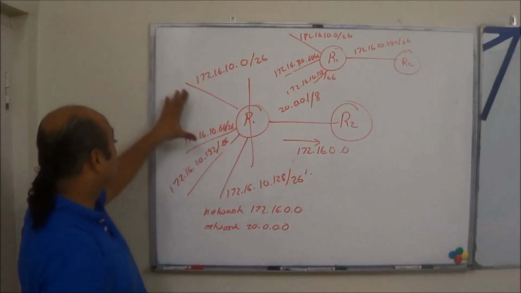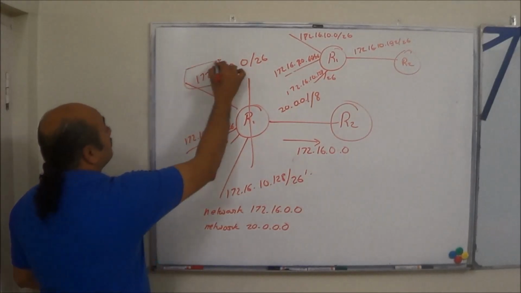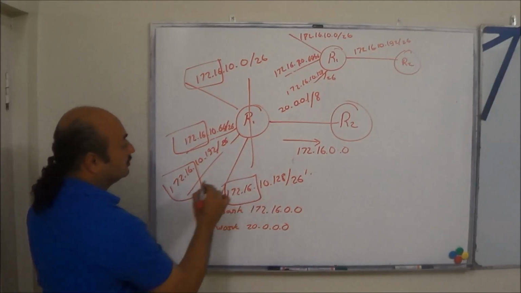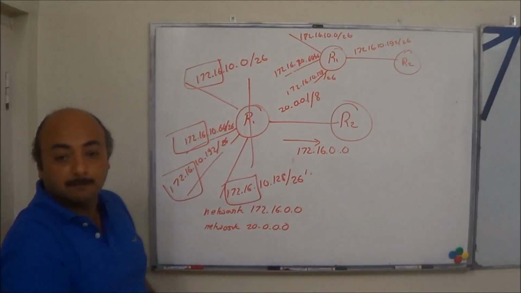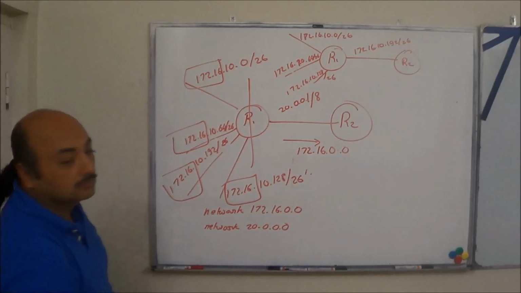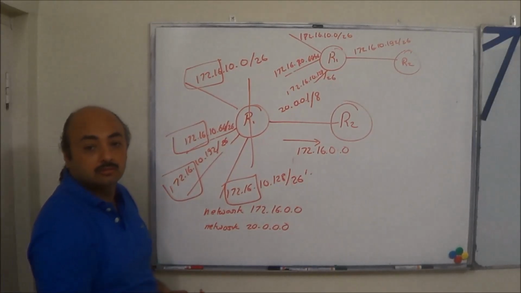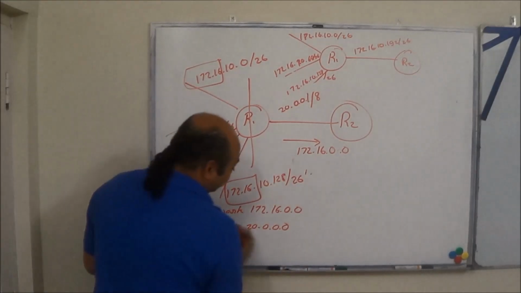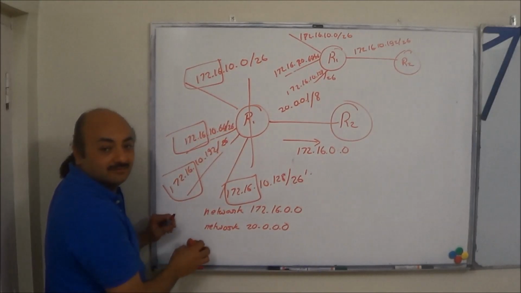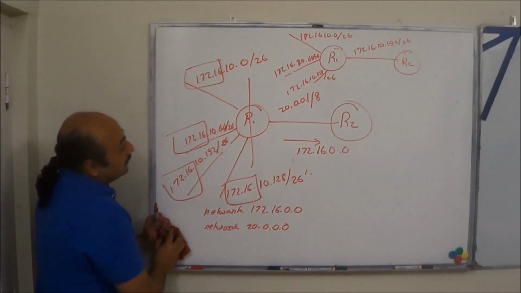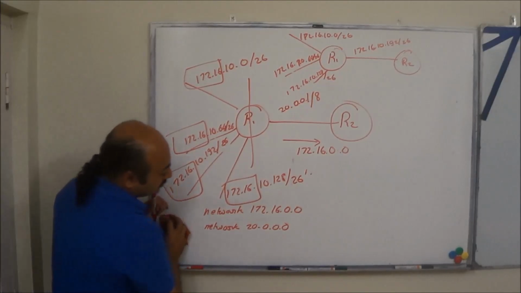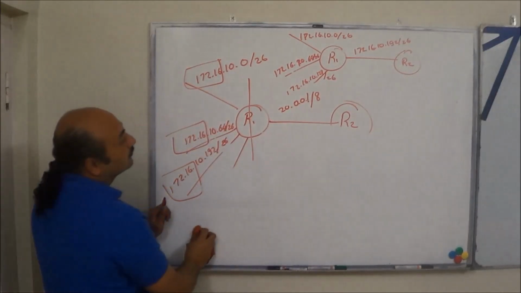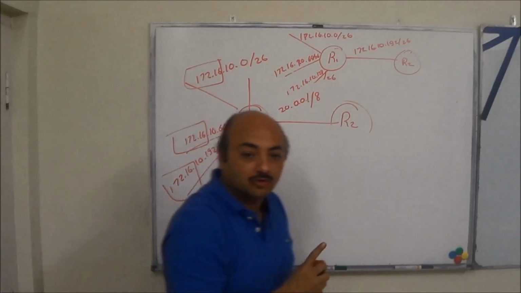What is common here? This part is common, right? How many of you are clear? Okay, let's go ahead. So you are clear about this property of automatic summarization.